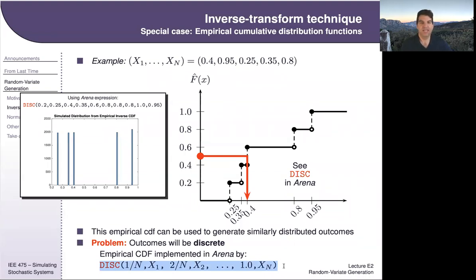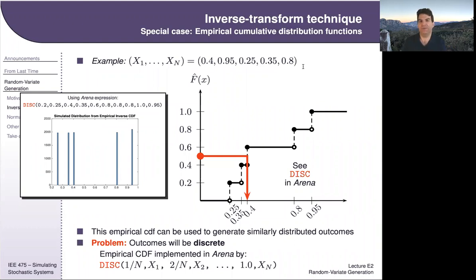The downside with this approach is that if I take histograms of the outcomes that come out of ARENA, then my histograms are going to only show me outcomes that were in my original data set. My original data set was probably not discrete, but I approximated it as if it was discrete.